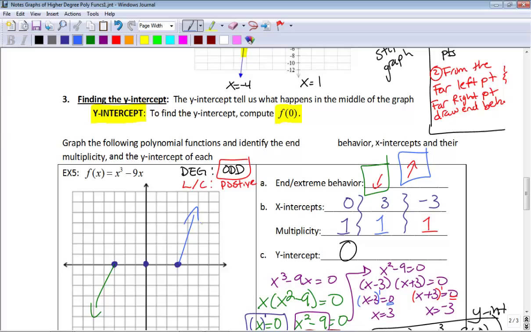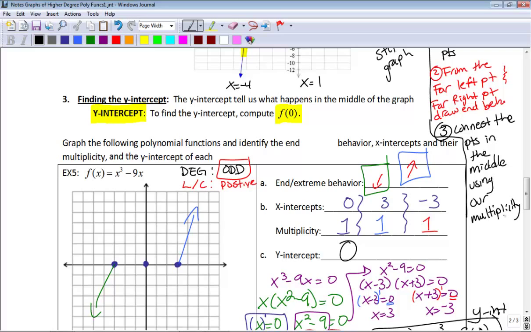So again, first plot your points. Then from the furthest left point and the furthest right point, you plot your end behavior. So our third step is that we're going to connect the points in the middle using our multiplicity. So we're going to connect the dots in the middle using our multiplicity.